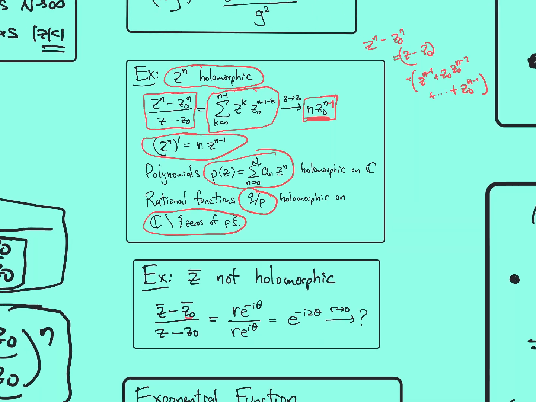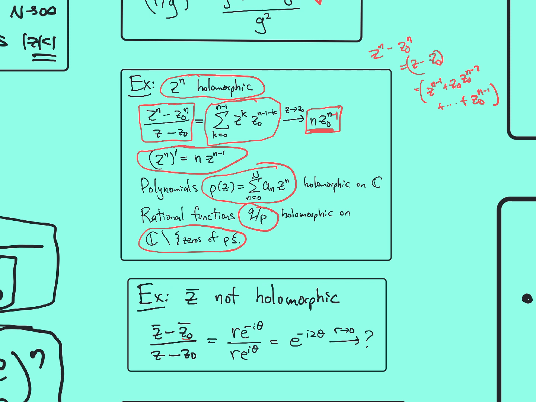So what is a function that is not holomorphic? Well, functions that look nice sometimes are not holomorphic. And the intuition here is that functions depending on z and combinations of z's are going to be holomorphic, but things that depend on z bar in any meaningful way will not be holomorphic.